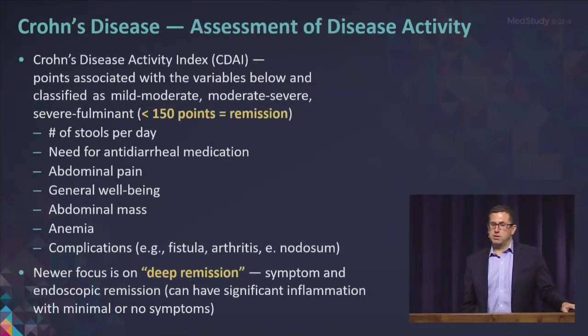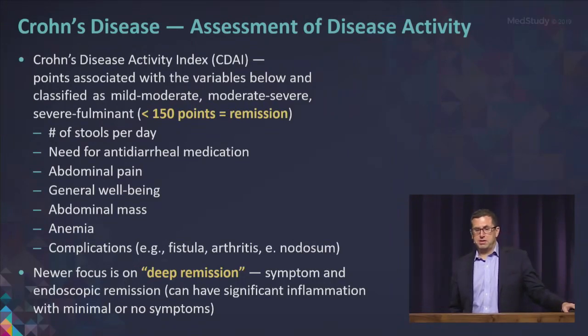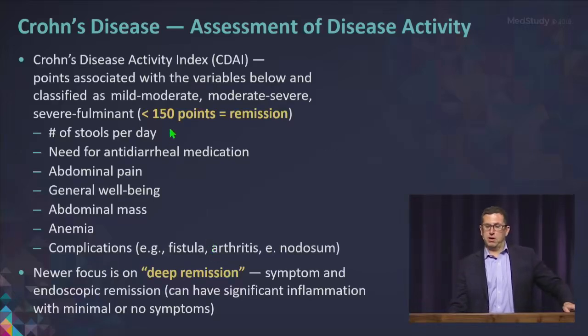There's something called the Crohn's Disease Activity Index, or the CDAI. This is just a standardized way that we could communicate between one another with regards to patient symptoms and severity, and thresholds of when to start medicine. I don't think it's really important to know all the details of this, except to know that there are a variety of factors that come into play to calculate it, including number of stools per day, abdominal pain, general well-being, complications, etc. Generally, if you're under 150, you're considered to be in remission.